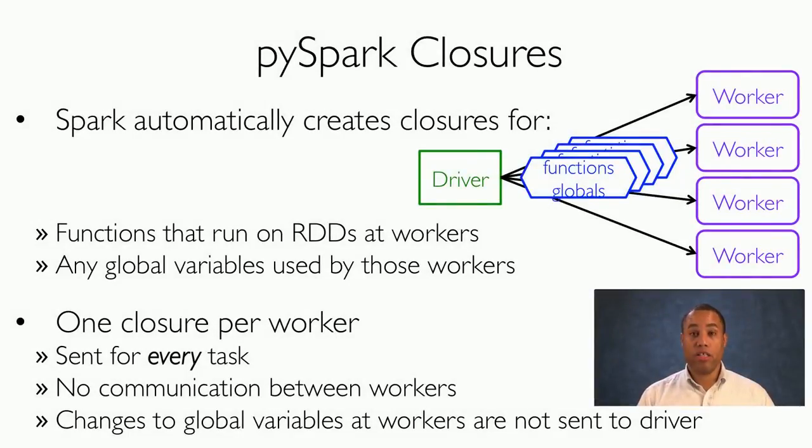Spark automatically creates closures for functions that run on RDDs at workers and for any global variables that are used by those workers. Now, one closure per worker is sent with every task, and there is no communication between workers. And any changes that you make to the global variables that are at the workers are not sent to the driver or to other workers.